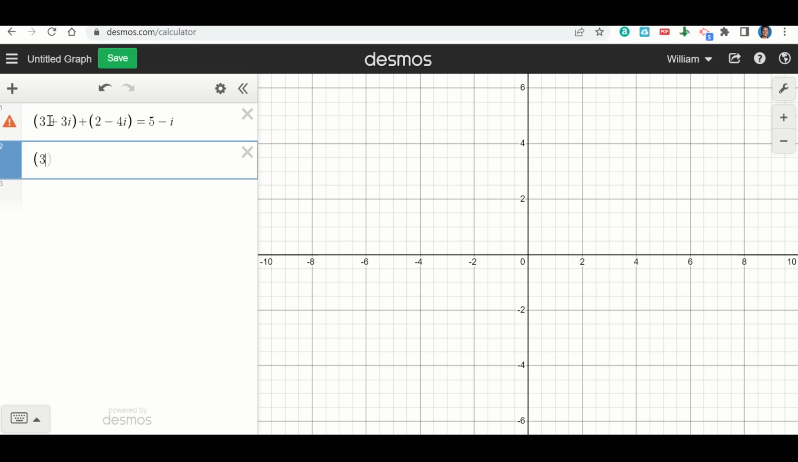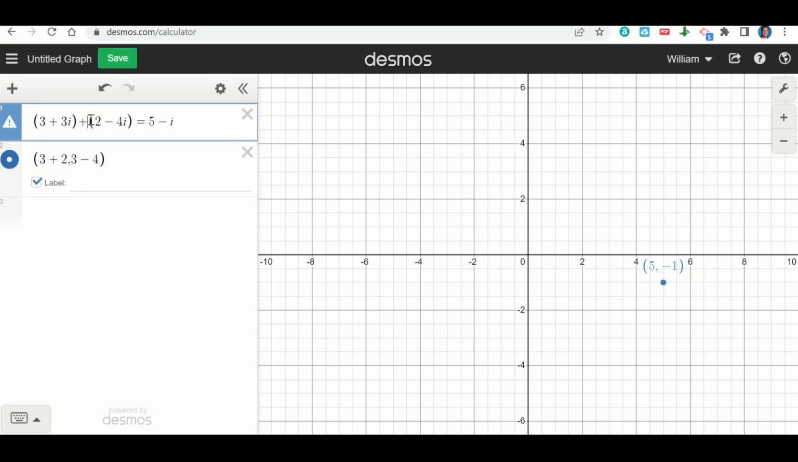So we have our 3 plus 2, comma, and then our second part, which is 3 minus 4, right there. So all we did was place that in there. We added the reals, and then we added the imaginary numbers, and we placed them here. And if we label this, we see that it's at 5, negative 1, which is the same thing we have here, 5 and negative 1i.